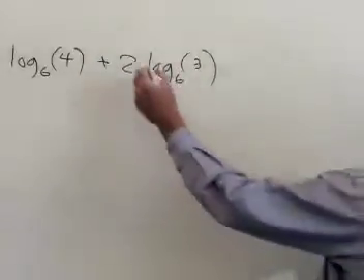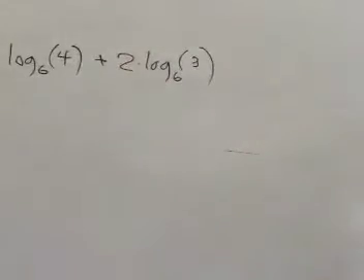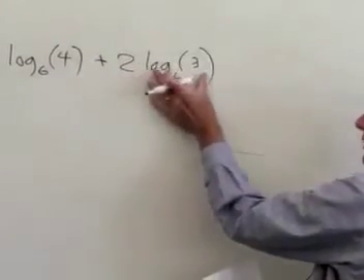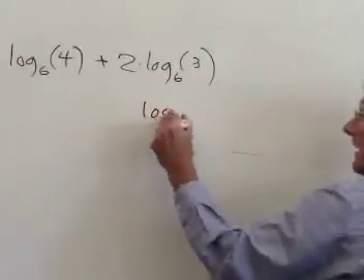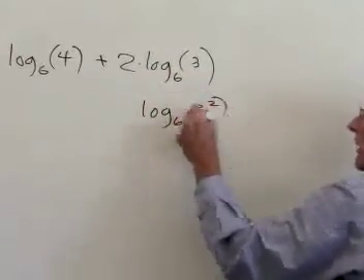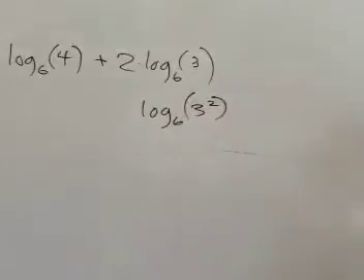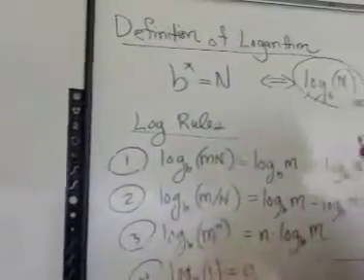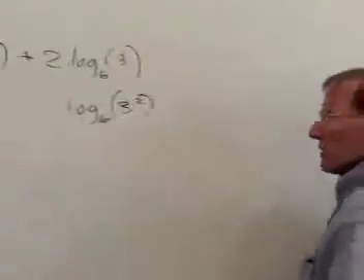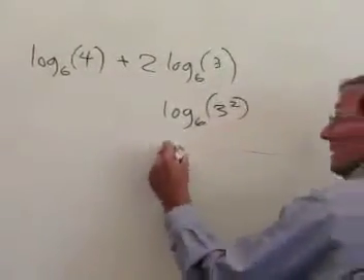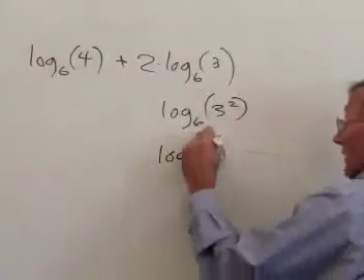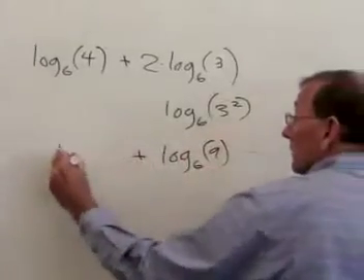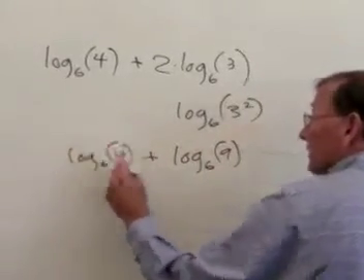But I do know, if I use these rules, that 2 times the log of 3 can be rewritten as a log of 3 squared. I'm just using this rule, number 3, a way of rewriting an expression. Of course, that's just 9. Log base 6 of 9. Still don't know what that is, but I do at least have gotten it to this far.